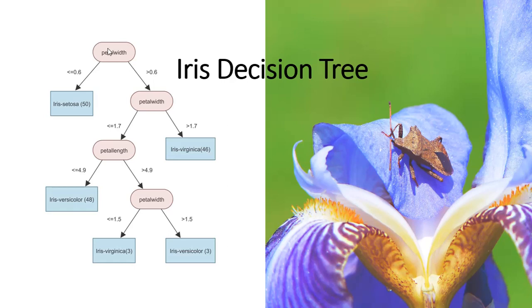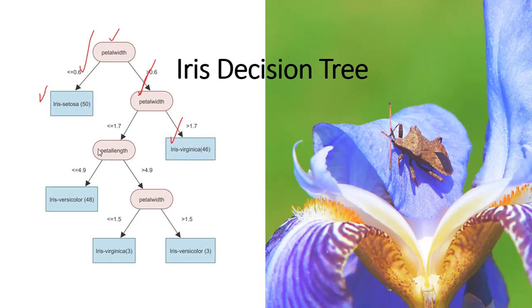If the petal width is less than or equal to 0.6 centimeters, we already know it's of the species Iris setosa, and there are 50 of the 150 that are of that species. If the petal width is greater than 0.6, then we need to keep going down this next node. This is the root node. Again, this is the interior node. If the petal width is less than or equal to 1.7, we're at another interior node. However, if it's greater than 1.7, we already know that it's an Iris virginica.